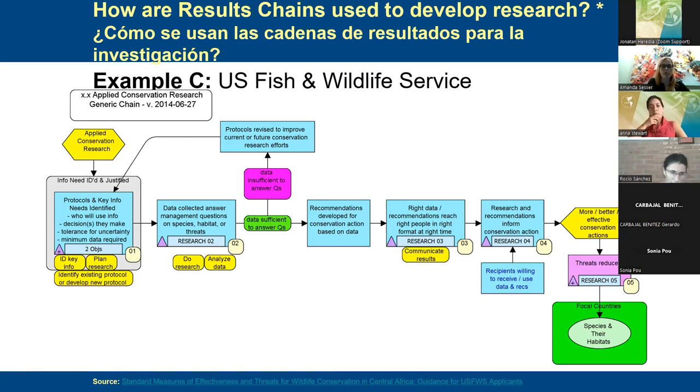At the green, you're going to say, okay, if we have sufficient data, then we're going to develop recommendations for conservation action based on data. If we have recommendations, then we're going to get data to the right people at the right time. If the people have the data, then they're going to use it and implement more informed and better decisions. That also includes a box that says the recipients have to be willing to receive and use the data. That's where the transdisciplinary piece comes in.